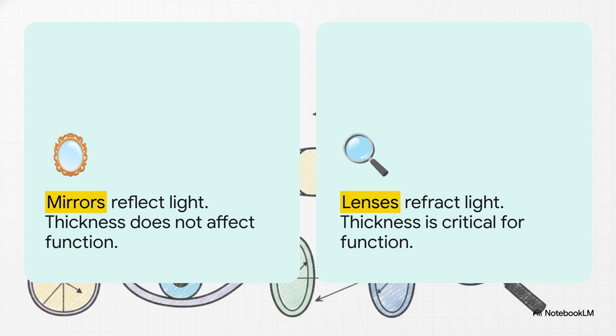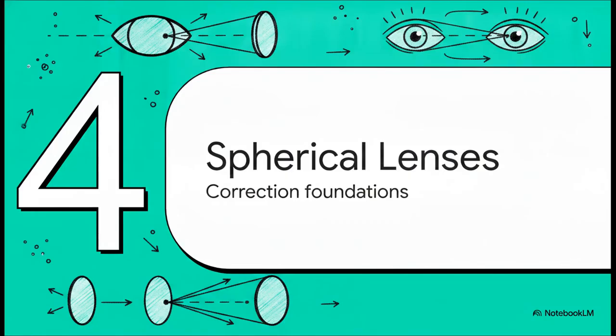But lenses, which are the optician's absolute bread and butter, are fundamentally different. They rely on the phenomenon of refraction that we just talked about. They use transparent materials like glass, and because the light has to actively travel through that material, the physical thickness and the curvature of that glass is absolutely critical for its function. Let's dig deeper into that in Section 4, Mastering Spherical Lenses.